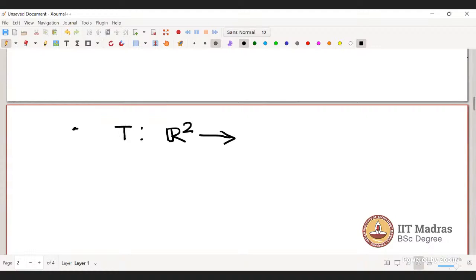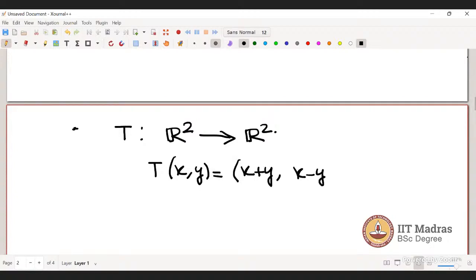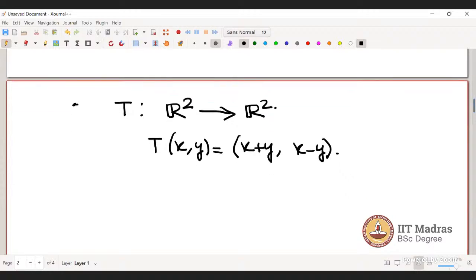R square. Similarly, R square is a vector space with respect to the usual addition and scalar multiplication. So now you take this map. So this is a map from R2 to R2. My claim is this is a linear transformation. What I want to show is that T is a linear transformation.